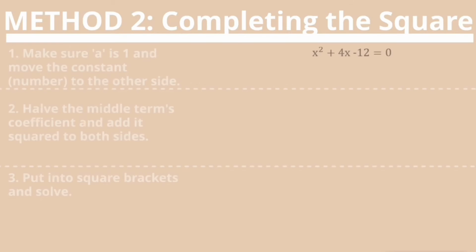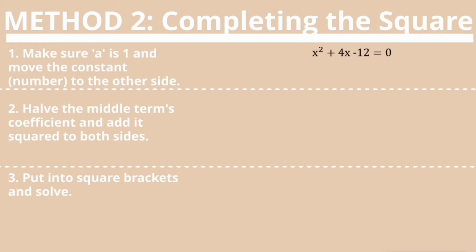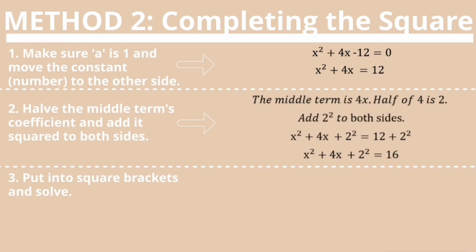The second method is completing the square. You can only use this method if the coefficient of x squared is 1. The first thing to do is move the constant number to the other side. The second step is to halve b. Remember, b is 4, it's the coefficient of x. Half of 4 is 2. Then we add 2 squared to both sides of the equation. So now we have x squared plus 4x plus 2 squared equals 12 plus 2 squared.